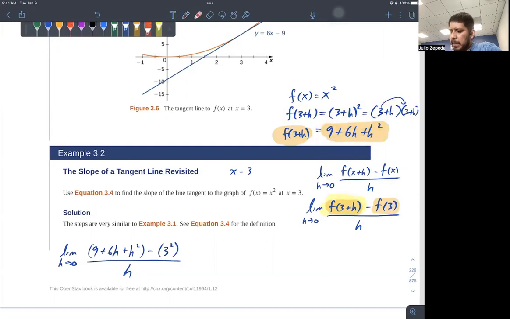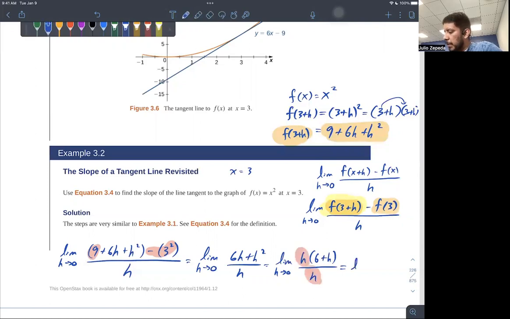Well, now you can see that 9 and minus 3 squared are opposites of each other, 9 minus 9. And so we can cancel those out. And so we get the limit as h approaches 0 of 6h plus h squared over h. We can see that there is a factor of h common in the denominator. So you factor out an h on both top and bottom. These will cancel each other out. And so we get the limit as h approaches 0 of 6 plus h.